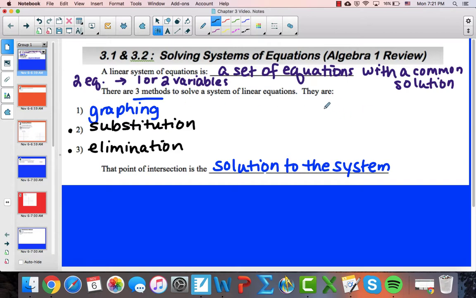Now, I want you to keep in mind the term intersect, okay? Because I said the point of intersection. Intersect in algebra means where the equations are equal to each other, okay? It's where the equations are equal to each other. So we may use that a little bit later.